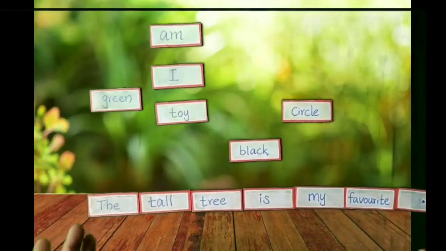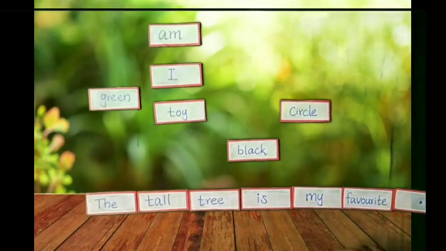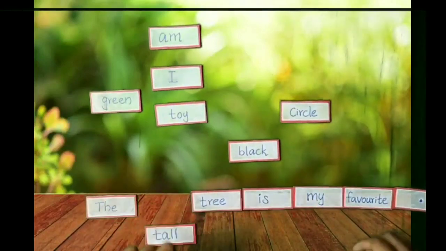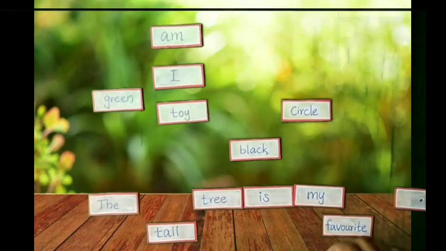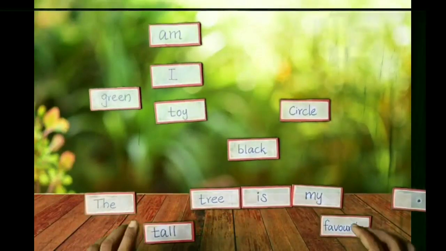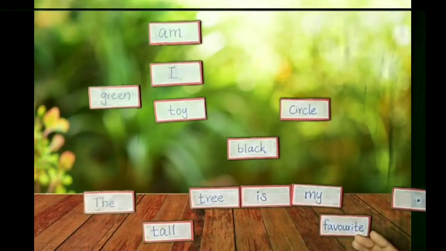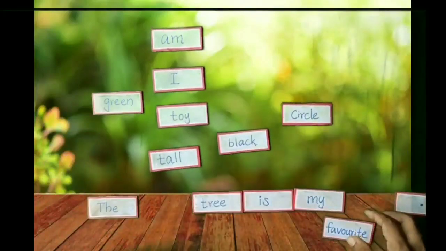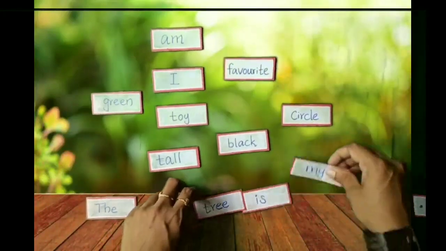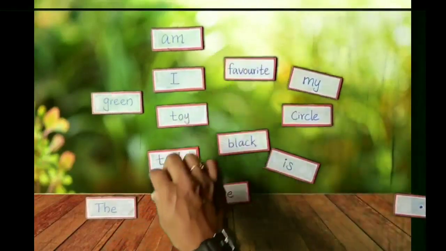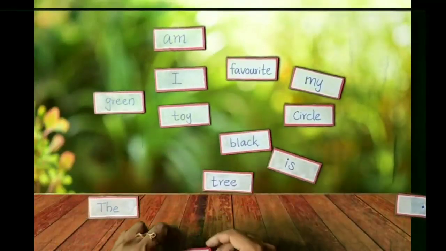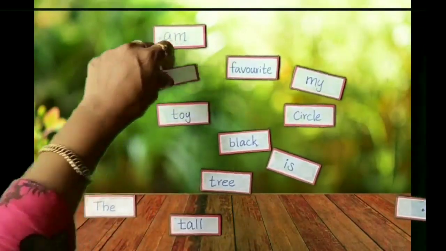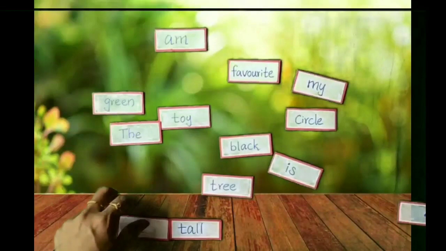Then can you find the describing words in this sentence? Yes, the describing words are tall and favorite. So these are the describing words. We will use these types of describing words and make some sentences. Here I have so many paper chits. So let's make some more sentences with this word. Here again I am taking the word tall. This is a describing word, tall.